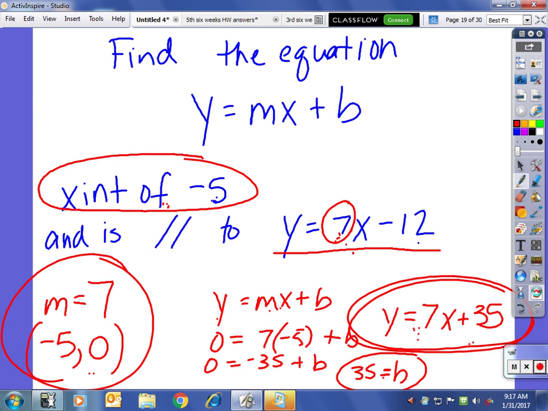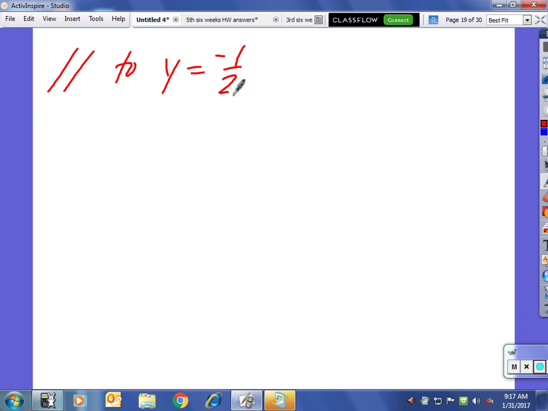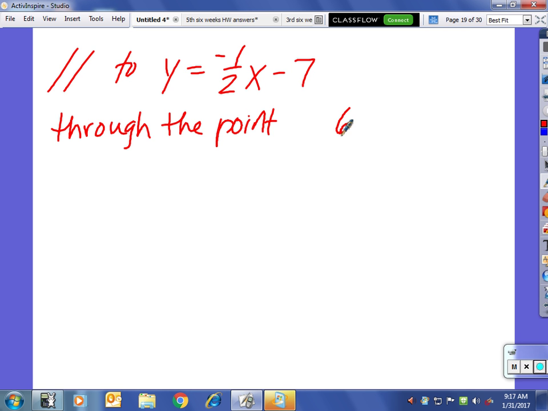Okay, let's try another one. I want you to find the equation of the line I'm describing. The line I am thinking of has to be parallel to y equals negative 1/2 x minus 7, and it has to contain the point, or go through the point, 6, negative 3. So again, I'm giving you a point and a slope, but in a tricky way.